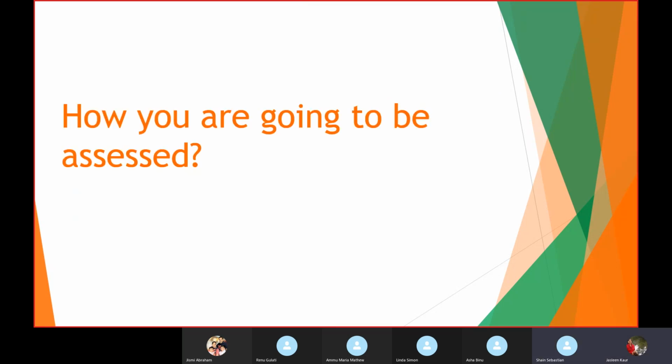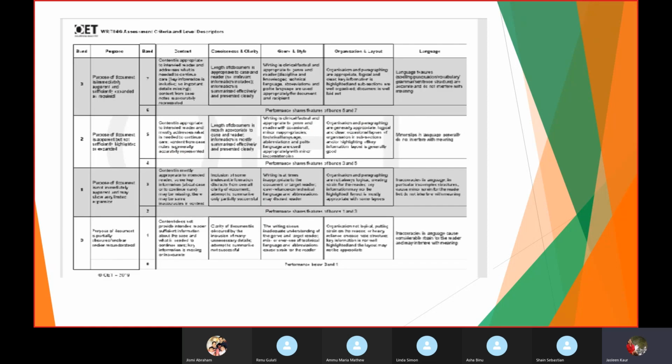Now, the important question is how you are going to be assessed, how the examiner is going to give you a 350 score. That's important to understand. You know that this writing assessment criteria is on the OET website as well, and they talk about the assessment criteria and the scoring for that. Now, this seems to be quite complex, so I have made it in an easy way.